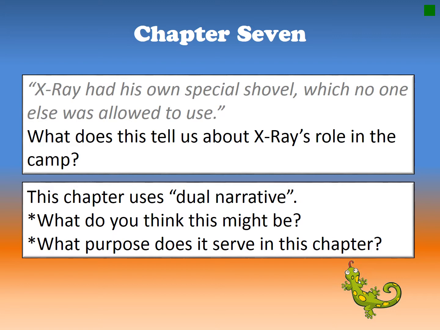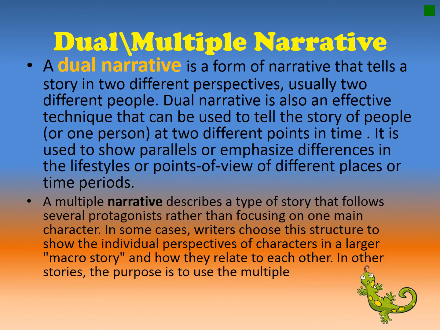In chapter 7, it uses a dual narrative. And dual narrative, what do you think this might be? What purpose does it serve in this chapter? Dual means what? Yeah, you guessed it, dual. 2 things. So narrative is, yeah, story. So it is literally 2 stories. Let's move on. Dual or multiple narrative.